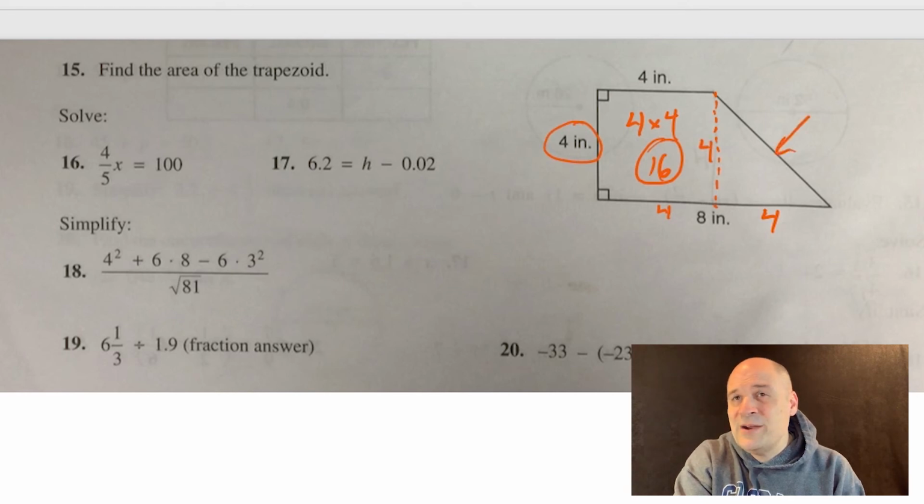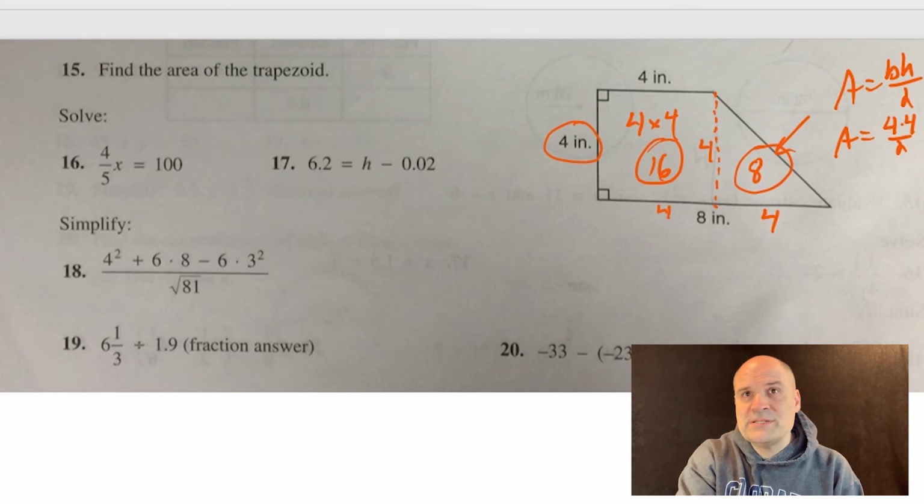Does that make sense? And if this is 4 over here, then that means this is going to be 4. So how do you find the area of a triangle? Well, that's base times height divided by 2. Don't forget to divide by 2. So that equals 4 times 4 divided by 2, which is 16 divided by 2, which is 8. So what's the area of that trapezoid?